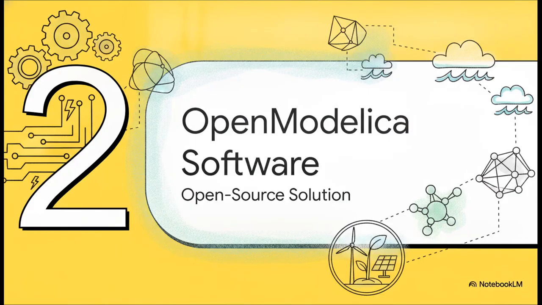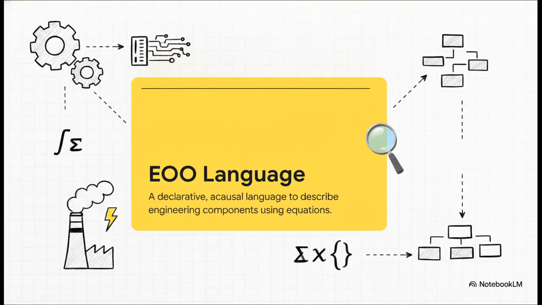Section 2. Enter OpenModelica software, the open-source solution. For research teams really pushing the boundaries of renewable technology, having a free, incredibly flexible tool that can model across a wide array of applications is absolutely vital. OpenModelica is the open-source tool of choice here.